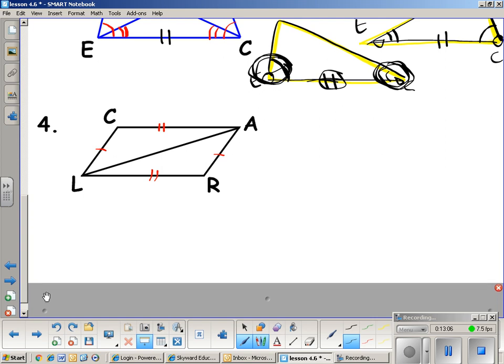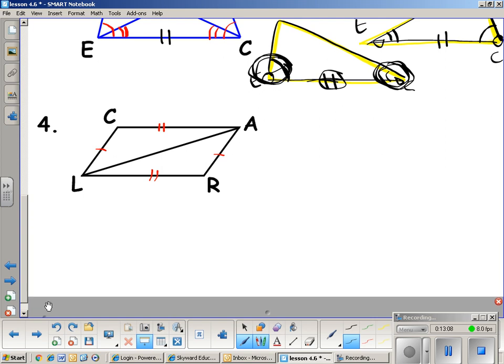Okay, last one. Last one. Okay, here we go. Rebecca, can you tell me the triangles that are congruent?